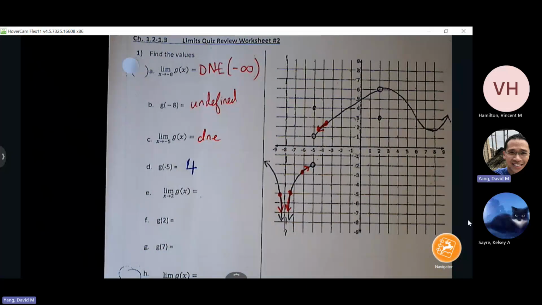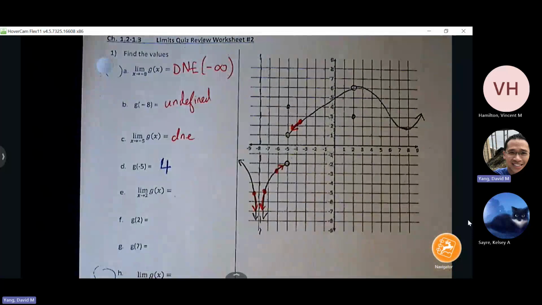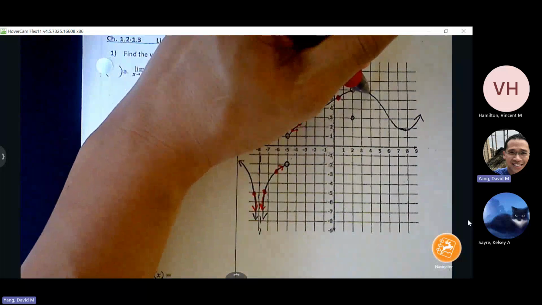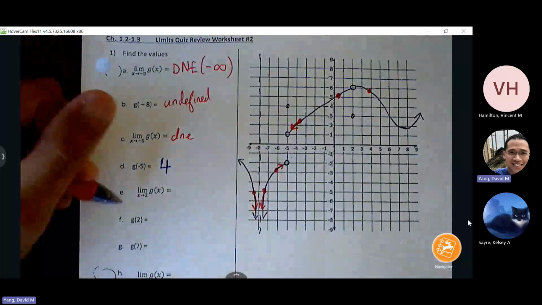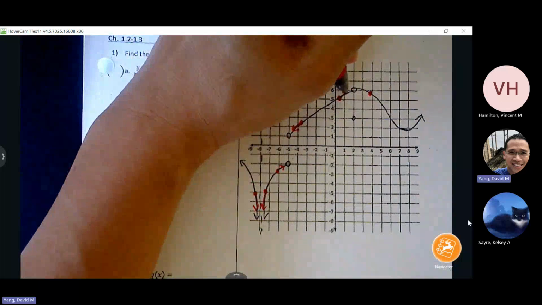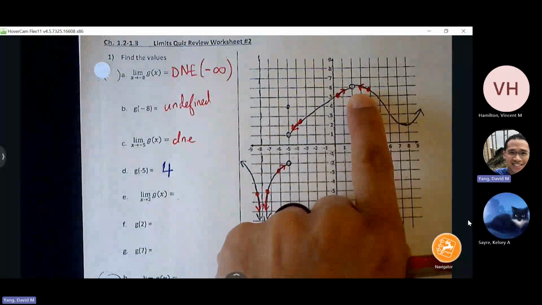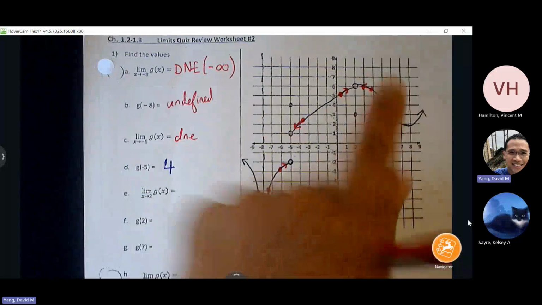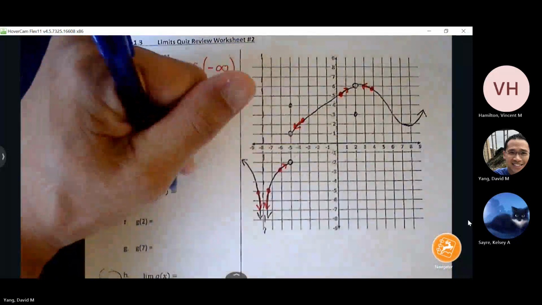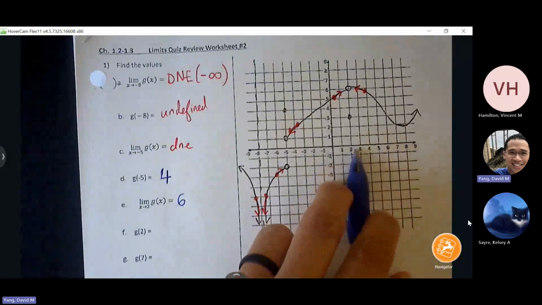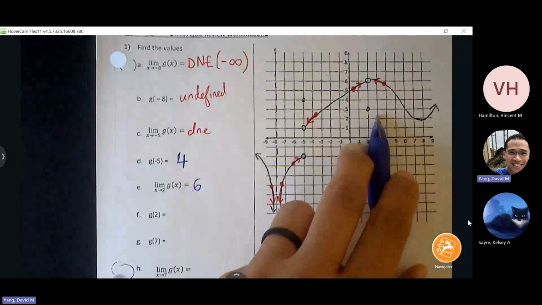Okay, limit as x approaches 2. Anytime there's a limit statement, we've got to look for our arrows, let the arrows guide us. So pick points on both sides of 2. Draw arrows towards 2. Do they agree? They do. They both are leading us towards a y value of 6. Right, G of 2 is this ordered pair here. It's a y value of 3.